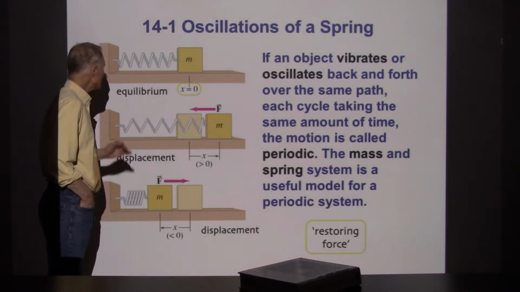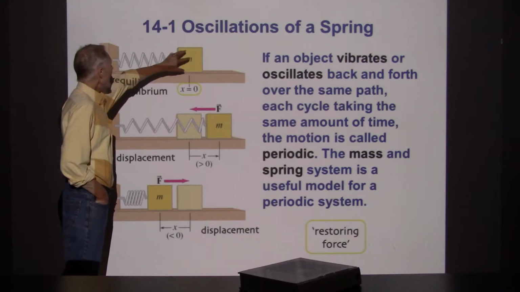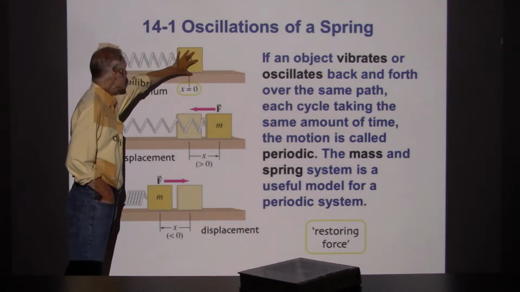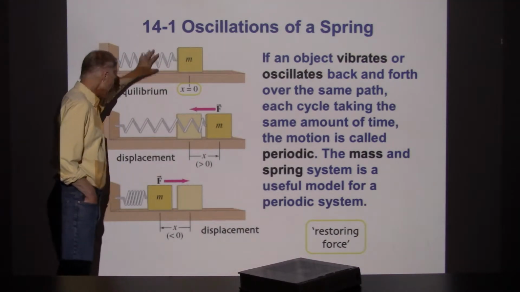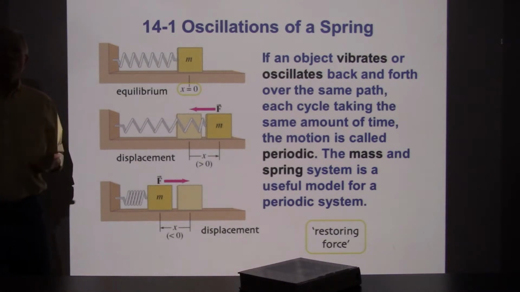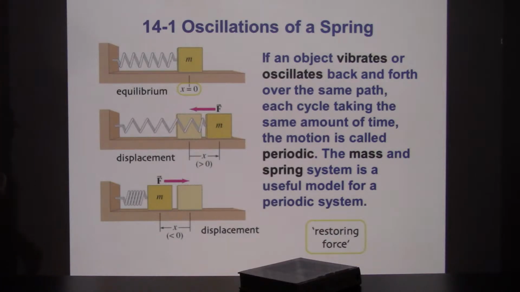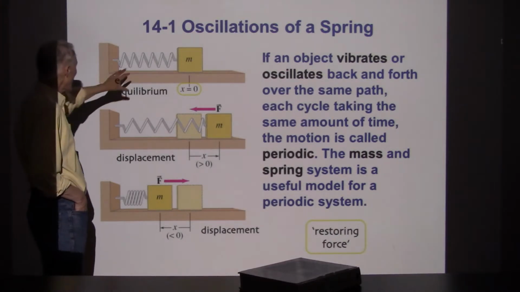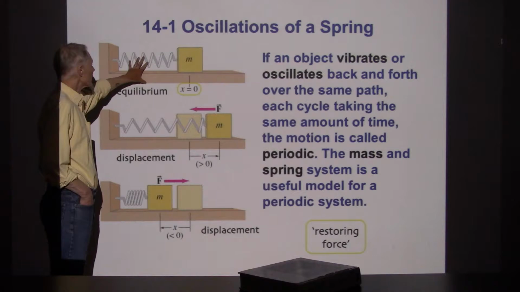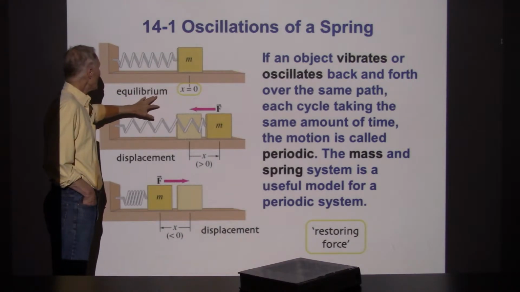Let's go back to a very easy example, and that would be an object with some mass attached to a spring, and the spring has some kind of a spring constant. So there is a spring constant k, little k, that goes along with this spring that tells us the spring property.